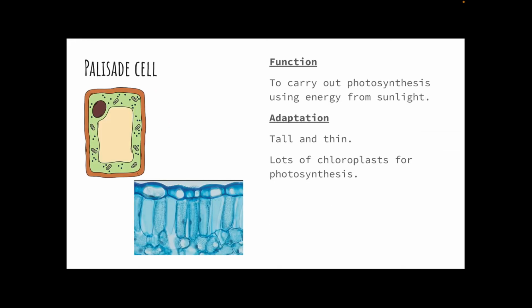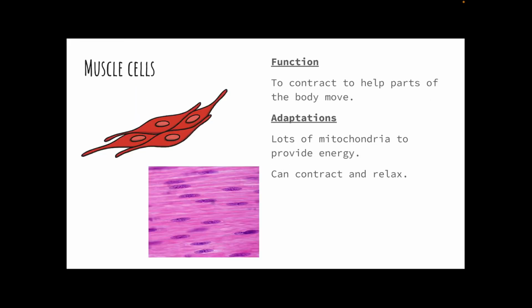Light absorption happens in the palisade mesophyll tissue of the leaf. Palisade cells are column-shaped and packed with many chloroplasts. They're arranged closely together so that lots of light energy can be absorbed.